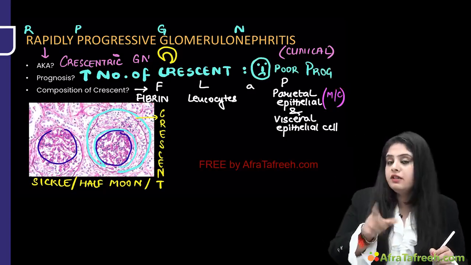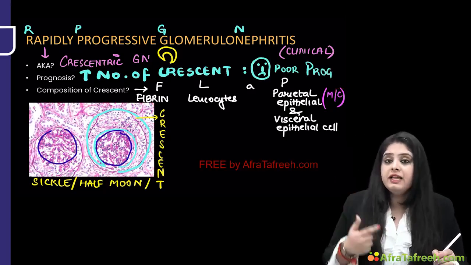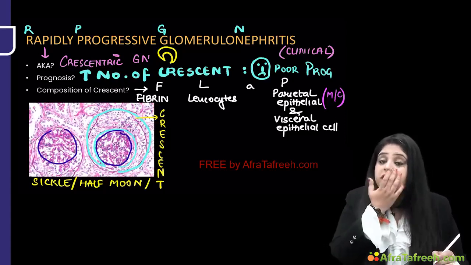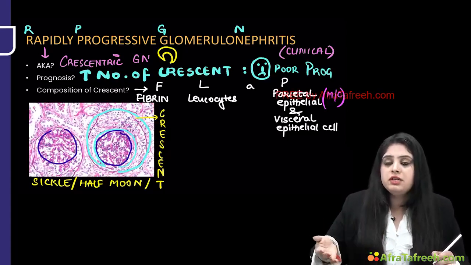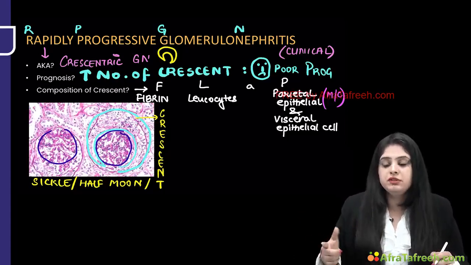So if you say you're seeing 1 crescent, I'm very happy. But if I get to see 5 crescents, it means it's very, very bad. It means the patient is in a progressing state. The patient is deteriorating. The greater the number, the worse the prognosis.